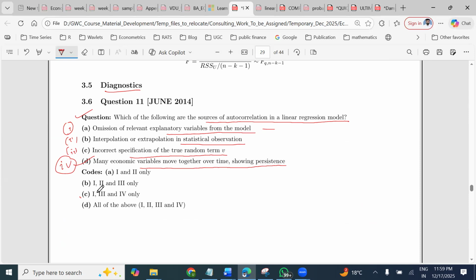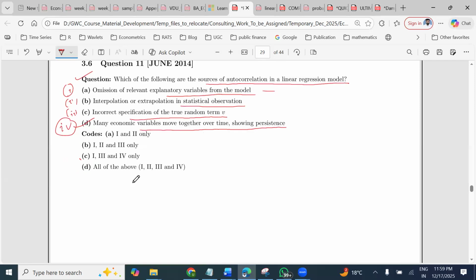Which is the answer, Sangeeta? Sir, 11 is B. B, sir. B, 1, 2, 3. How? Okay, no problem, B. Which of the following are the sources of autocorrelation in a linear regression model? Which answer is there? B, sir. I, second I, third I. Okay, let us see.